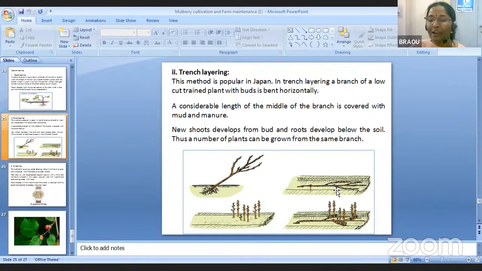You're going to water them, and after some time, what you see is that from these buds, these are the new shoots that develop, and the roots develop below the soil. So wherever the shoots have risen, you can find the roots also growing underneath them. So you have a number of plants growing from that same branch. If you allow this branch to grow, you would get only one plant with leaves. But here, when you do this trench layering, from one branch you grow at least as many plants as there are buds on that particular trench. So this is called trench layering, which can be easily propagated.